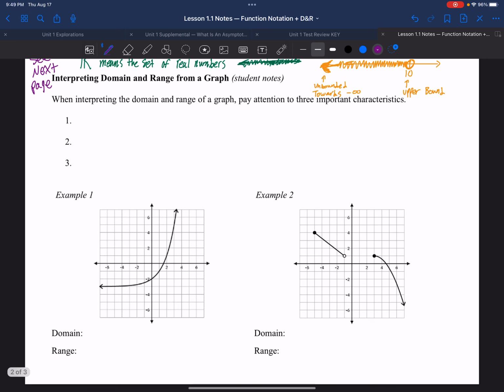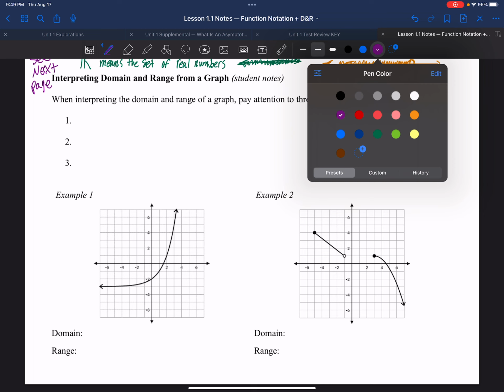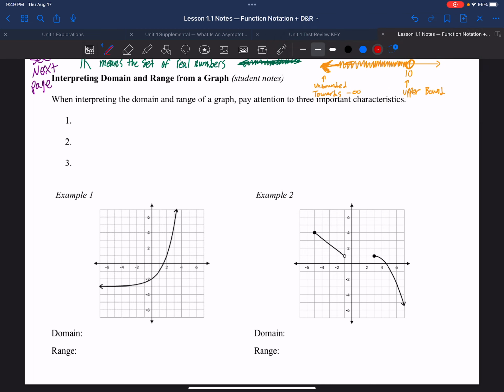Okay, interpreting domain and range from a graph. This is the last piece for the video. Boy, I sure do talk a lot in this lesson, huh? Okay, interpreting domain and range. When interpreting the domain and range of a graph, pay attention to 3 important characteristics. The first characteristic is discontinuities. This is where the graph has a break, okay?